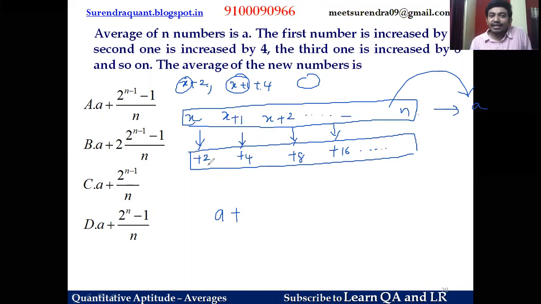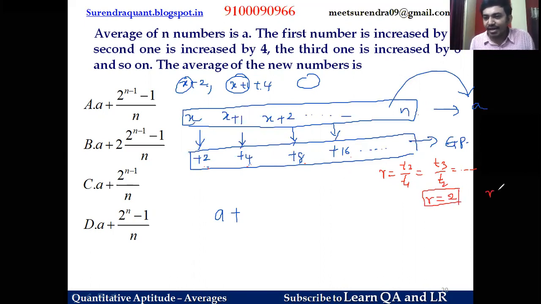Okay, can you see 2, 4, 8, 16 are in GP? This is a geometric progression, right? Why am I saying it is a geometric progression? Because there exists a constant ratio. What is the constant ratio? Term 2 by term 1, term 3 by term 2, and so on. If these are all the same, we can say it is in GP. So 4 by 2 is 2, 8 by 4 is 2, 16 by 8 is 2, and so on. So this is in GP where the common ratio is 2.